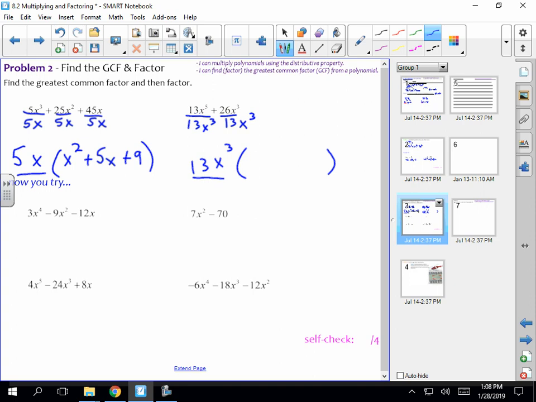So when I divide 13x to the fifth by 13x to the third, I get 7x. Good try. You told me it was 7. What do you got? Keep trying. X to the second. x to the second is right. Plus 2x. Plus 2, just 2, yeah.